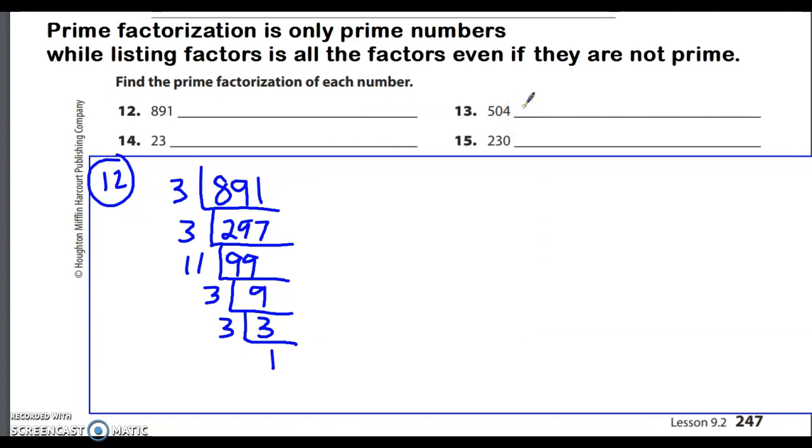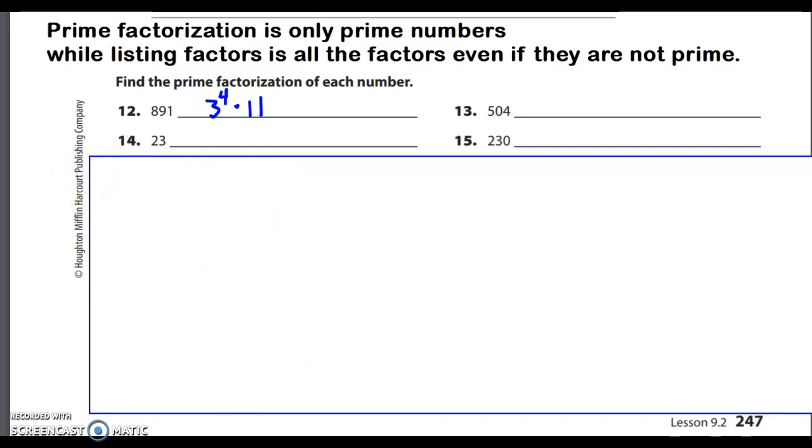Now how do I write that? I don't write this as 3 times 3 times 11 times 3 times 3. I write this as the base of 3. I count how many there are. 1, 2, 3, 4. So it's 3 to the 4th power. And then I multiply by 11. It's 3 to the 4th power times 11. Right on. Let's check out 504. The next one.